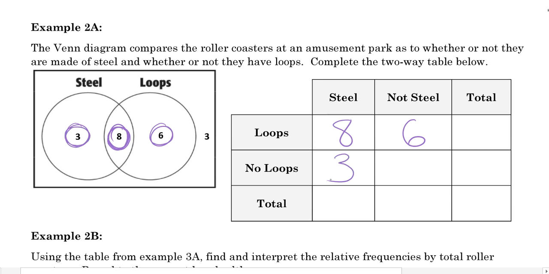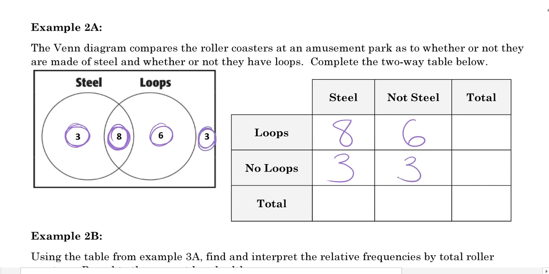And then this one sometimes people overlook. If I am looking for how many roller coasters are not steel and do not have loops, I would think if you're at Great America, that would be including the Viper, right? It's made of wood and it is not made of steel, and it doesn't have loops, I think. It's been a very long time since I've been there. Regardless, it's going to be that value that is outside of those circles.